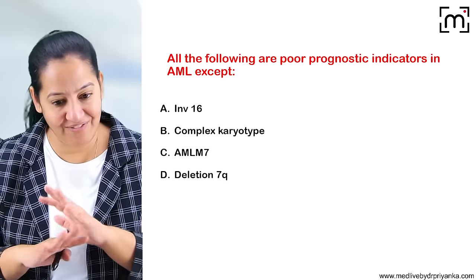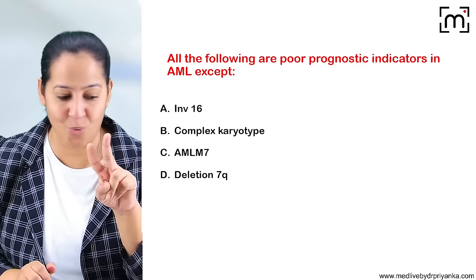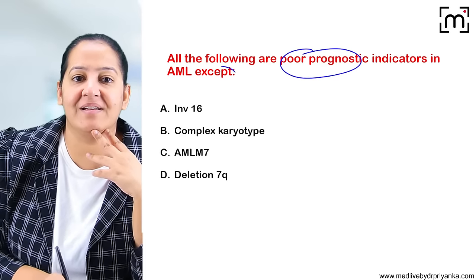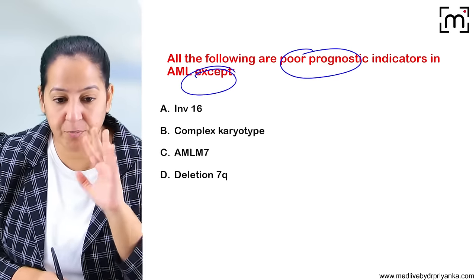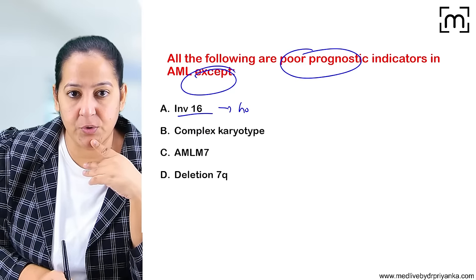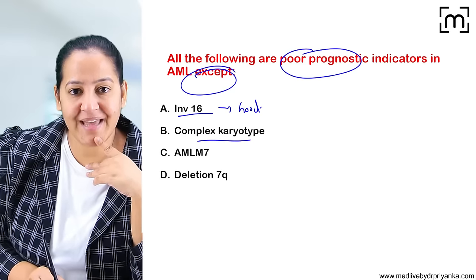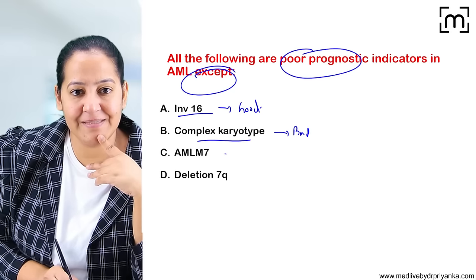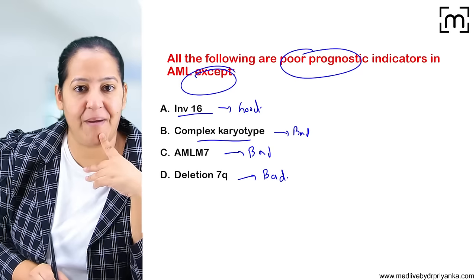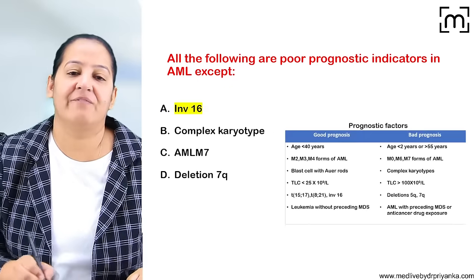We will solve some MCQs and we are done with AML also. So out of the 4, 2 are done. How many of you got it? Read it. All of the following are poor prognostic factors except, which of the following is not a poor prognostic factor in AML? Inversion 16, good or bad? I guess this one is good. Complex karyotype, it's bad. M7, it's bad. And deletion 7q, it's bad. So only one is good, that is inversion 16.